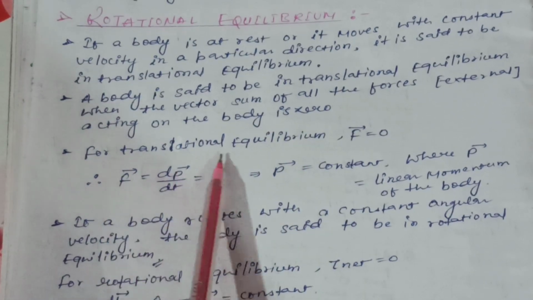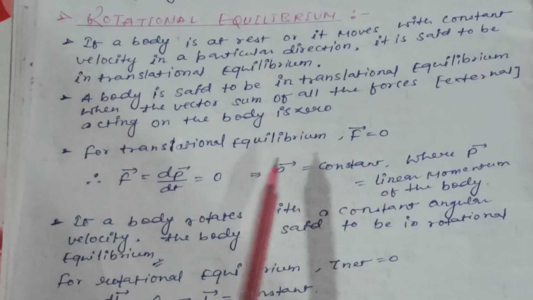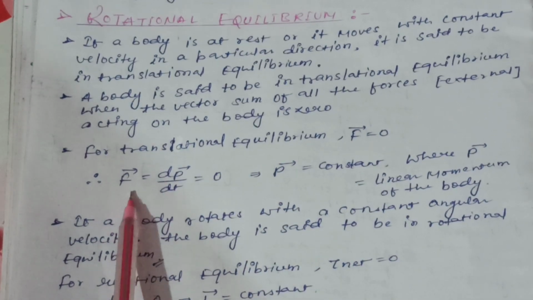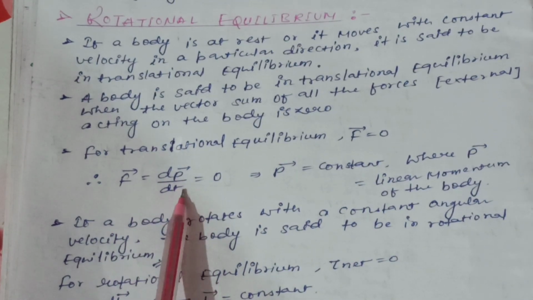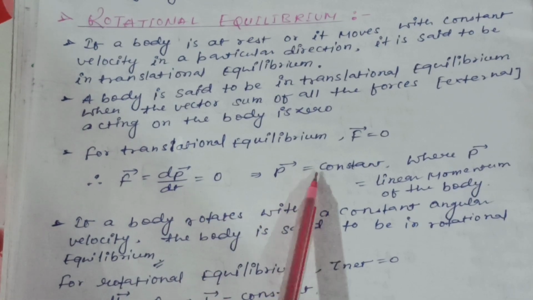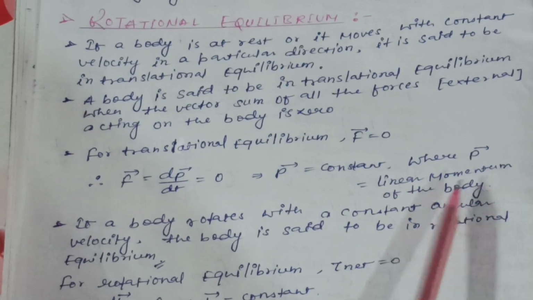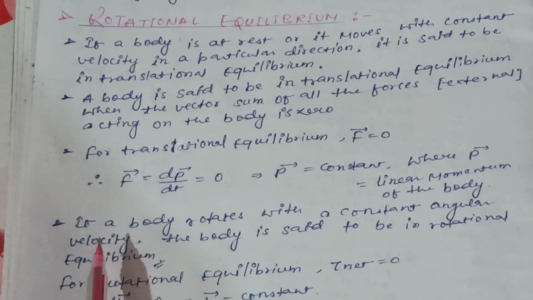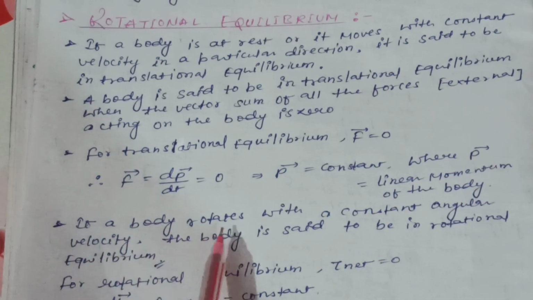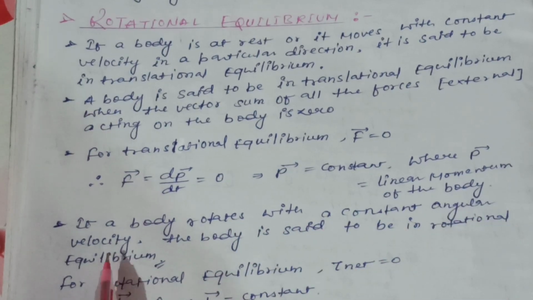For translational equilibrium, F vector is equal to 0. F vector is equal to dp vector upon dt is equal to 0. P vector is equal to constant, where p vector is the linear momentum of the body. If a body rotates with a constant angular velocity, the body is said to be in rotational equilibrium.